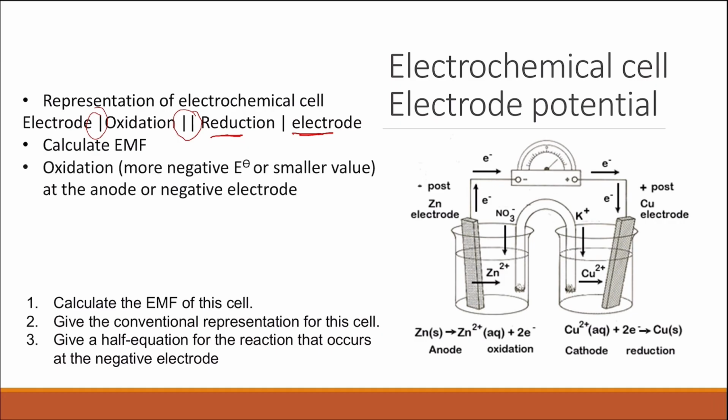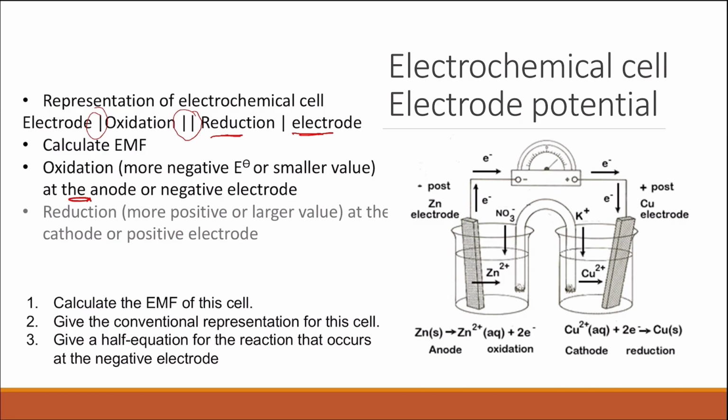Calculating the EMF, remember that the oxidation reaction will be for the one that has an electrode potential that is a more negative value or of a smaller value. And it usually takes place at the anode or the negative electrode, while the reduction will be for the species that has a more positive or larger value, and it will take place at the cathode or the positive electrode.